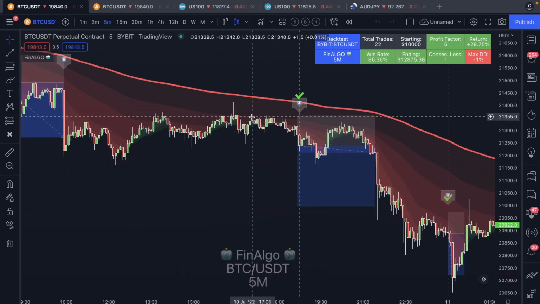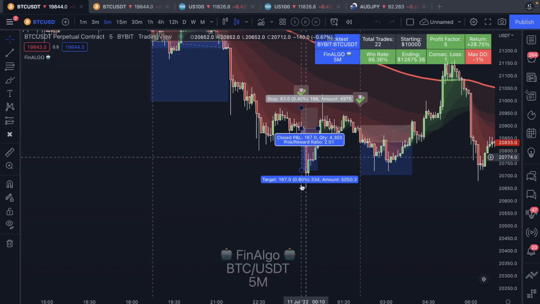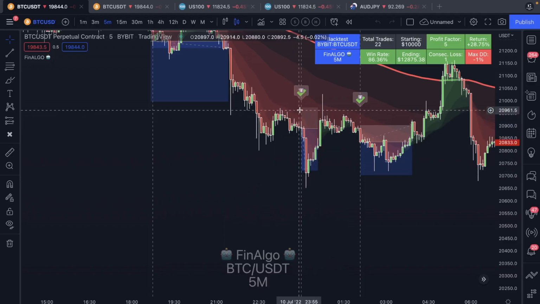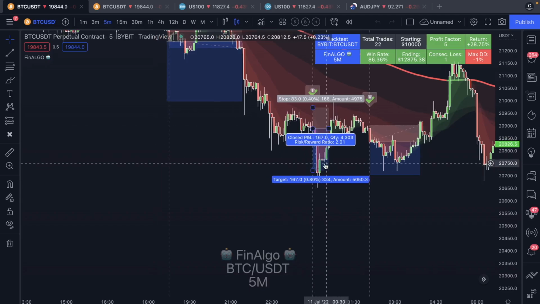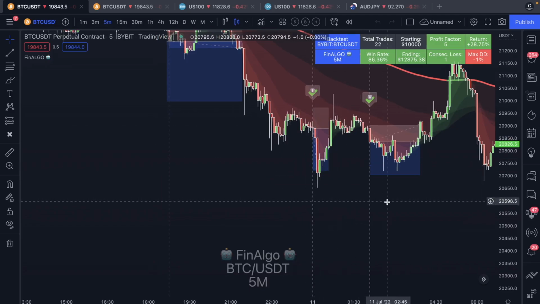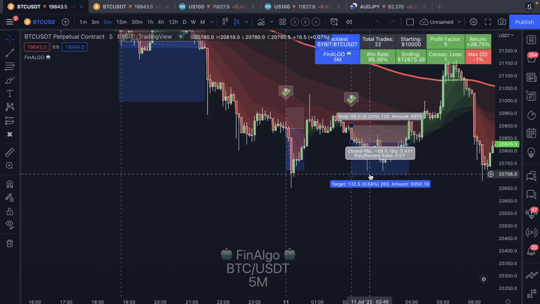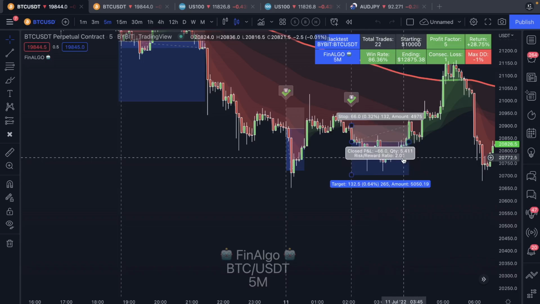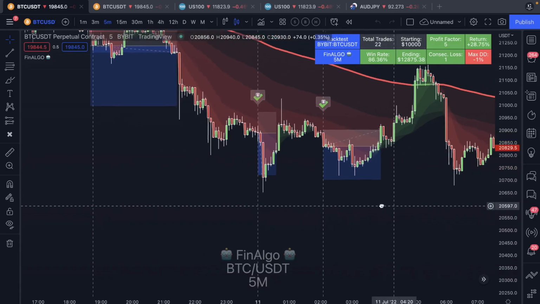Here I got the next signal shortly afterwards and I took that position, placed my stop loss at the most recent swing high and took this trade to the downside for a 2-to-1 risk reward ratio. Another winner. Here we have another winner, placed the stop loss at the most recent swing high, went for a 2-to-1 risk reward ratio. This one won as well. And here we almost had a winner, but I'm pretty sure I closed this trade at break even. That's why I marked it as a winner.